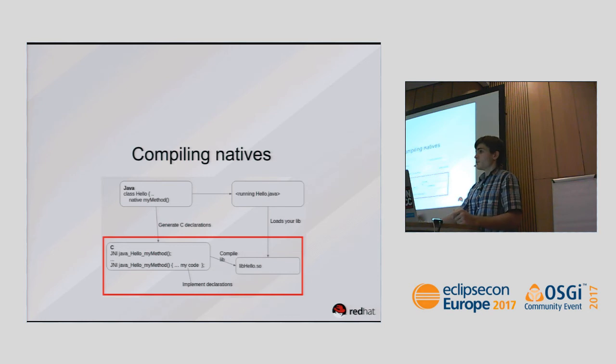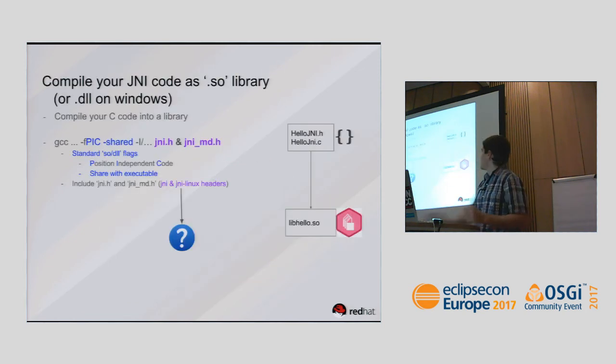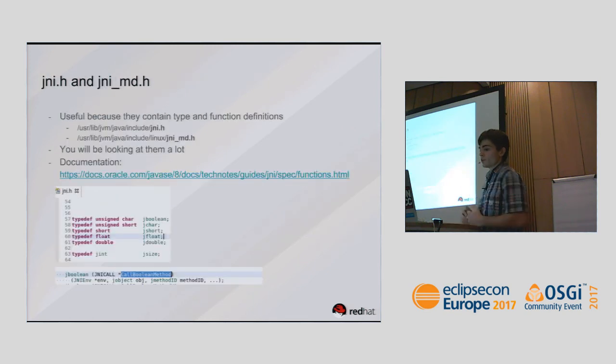So the next thing will be to take your code and compile it into a native library. On Linux, it's lib.so. On Windows, you will see a .dll. To do so, you basically tell GCC that you would like to compile position independent code, and you include the JNI headers. Now, those JNI headers are quite useful. They're part of your JVM installation, and they're basically the API to JNI. Whenever I work on JNI, I have that file open to see which methods I need to call.